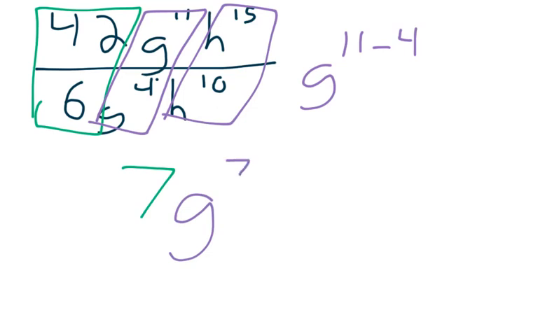And same thing with the letter h. So it's h, 15 minus 10. What's 15 minus 10? 5. So we get 7g to the 7th and h to the 5th.